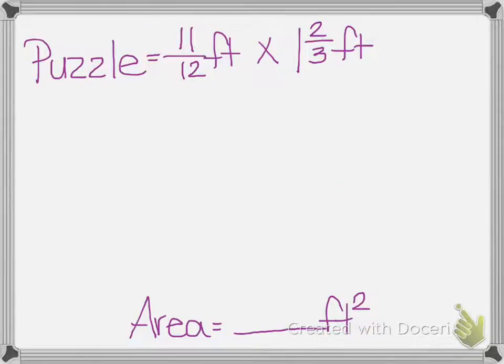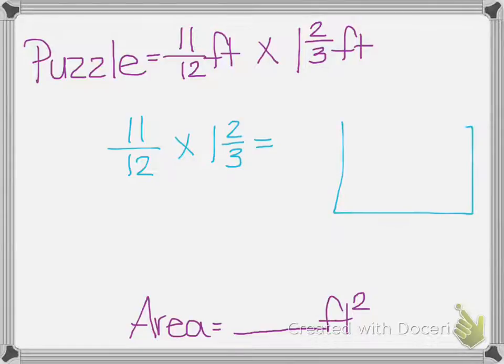Number 2 says, Carlene is working on a rectangular puzzle that is 11/12 foot by 1 2/3 feet. What is the area of the completed puzzle? So again, when we're finding the area, we know we're doing length times width. So we're doing 11/12 times 1 2/3 to find the area. So if I were going to do this, I could do my area model. So I'm going to break up 1 2/3, and then I'm going to keep 11/12 the same.